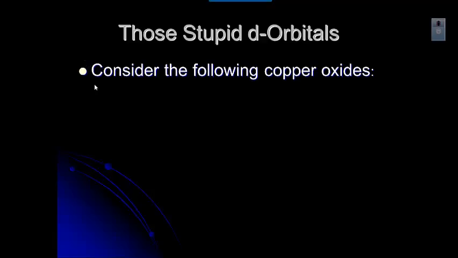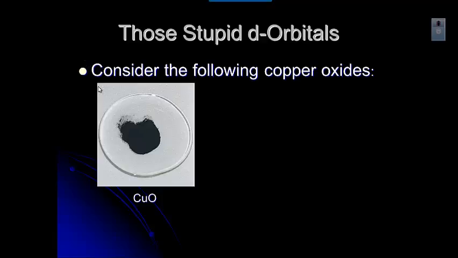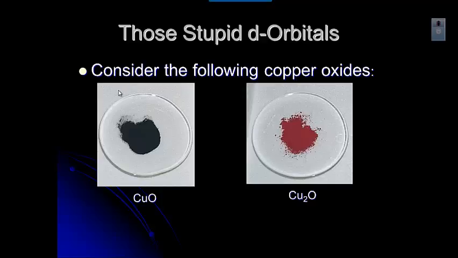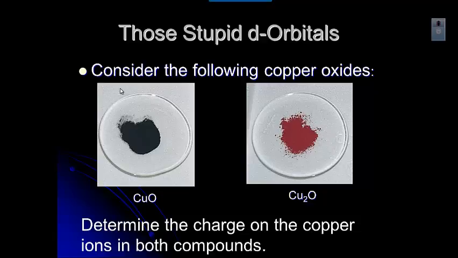So those stupid d orbitals, they aggravate us when we have to do electron configurations, and they're back to bother us again. They make this stuff tricky. So let's look at these two copper oxides. There's CuO and there's Cu2O. Figure out the charge on the copper ions in both of those compounds, the black one and the red one. I expect you to pause.